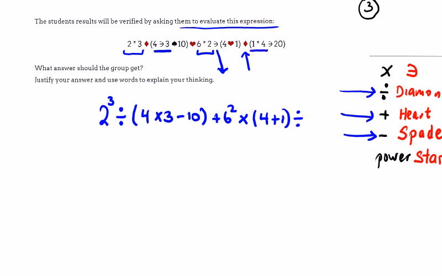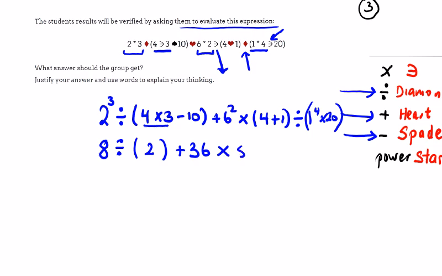This is 3 times in this question in a bracket. And then this element will be multiplied by 20. Just about fit it in. So we can say 2 to the power of 3 is 8. Divided by. Can we do this in one step? 12 minus 10 will be 2. Plus 6 squared is 36.